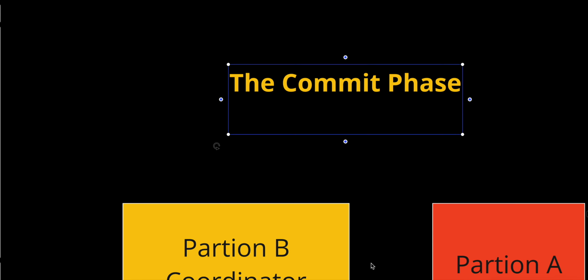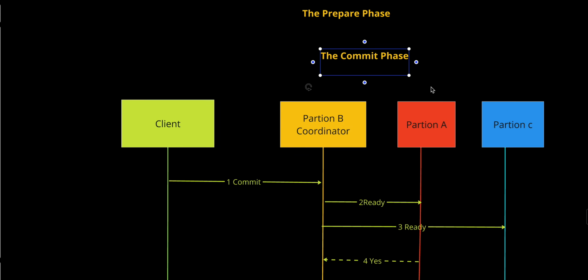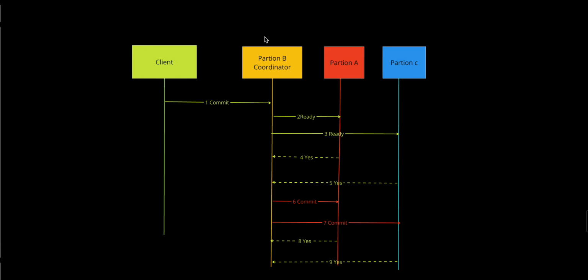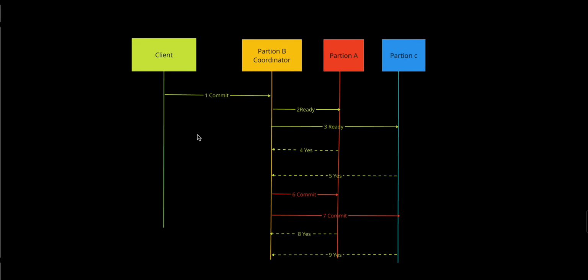Okay, let's take an example. We have a diagram here. The client will initiate a transaction by sending a commit request to the partition coordinator. The coordinator begins the prepare phase, asking partition A and C if they are ready. This is represented by the ready message, like ready, ready.